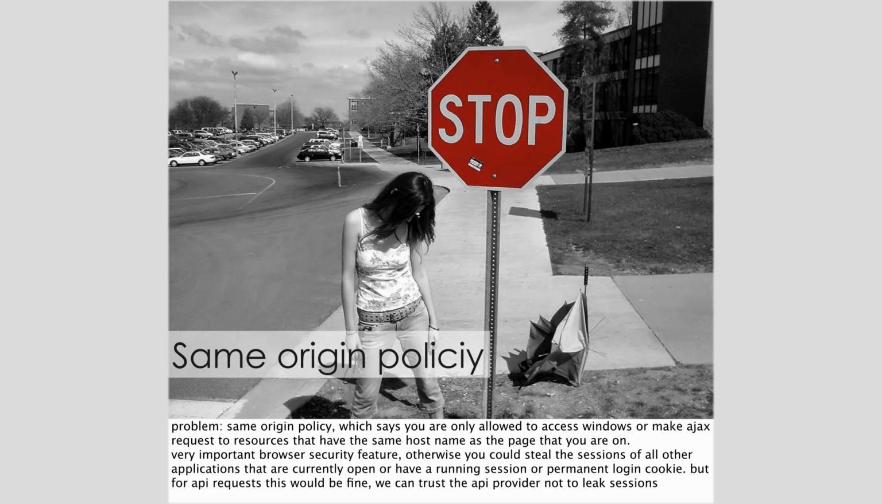The same origin policy says that I can only access stuff that is on the same domain as my application, or on the same host name, which is really important. I can't just make AJAX calls to twitter.com or status.net, because the browser will say, no, you're not allowed to do this. This is really important for the web, because otherwise I could just make an AJAX request to Facebook, and if the user is logged in, I get back his session cookie. Not a good thing. So it's really good that there is the same origin policy.